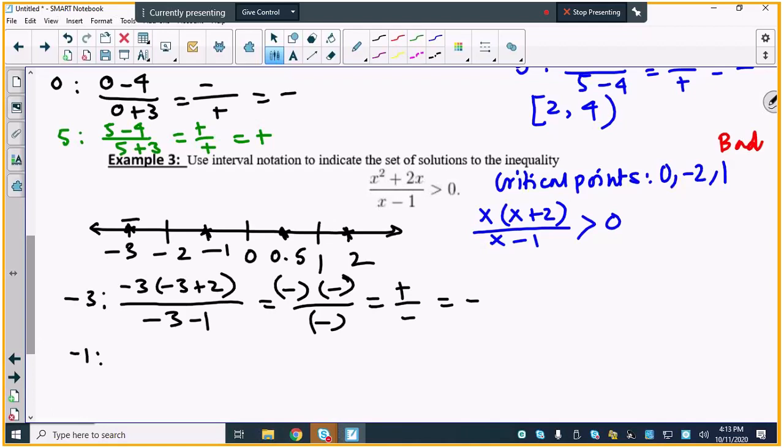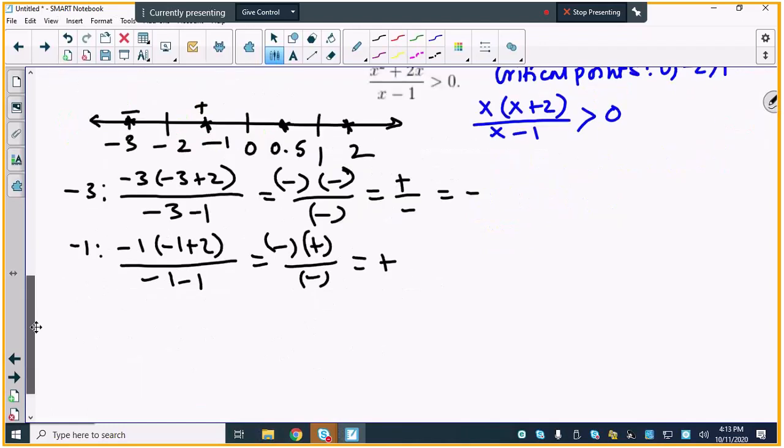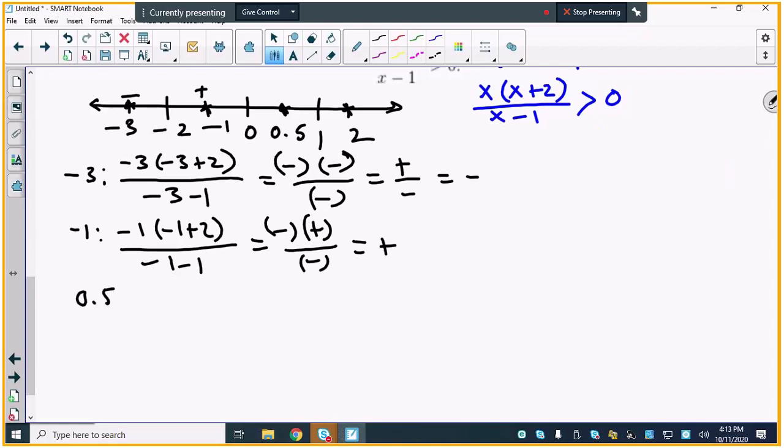What happens at negative 1? It's negative 1 times negative 1 plus 2 over negative 1 minus 1. So I get negative times positive over negative. So total sign is positive. The next one I will do is at 0.5. That's the testing point. So it's 0.5 times 0.5 plus 2 over 0.5 minus 1.